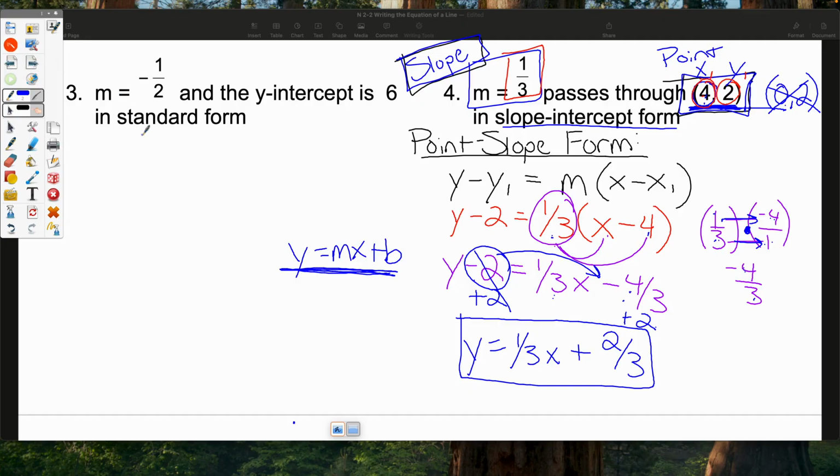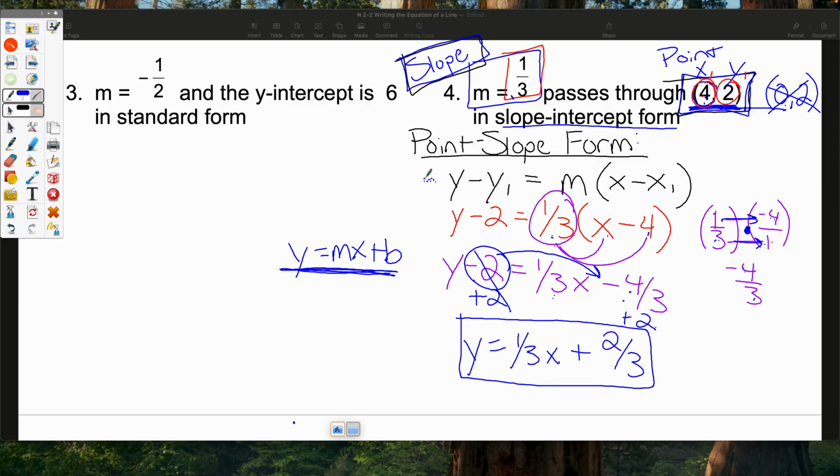Alright, so if it gives us a point, just a random point along the line, and a slope, we put it into this point slope form right here: y minus y1 equals m times x minus x1. And when you simplify all that and move your number from the left to the right, that'll get you to your slope intercept form, y equals mx plus b.